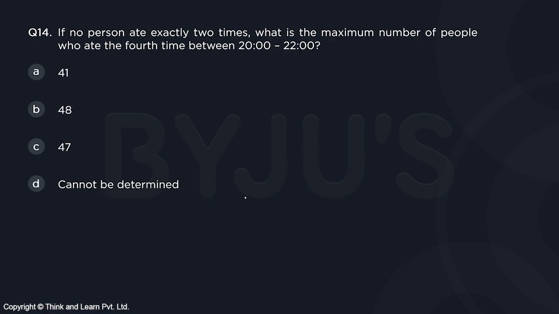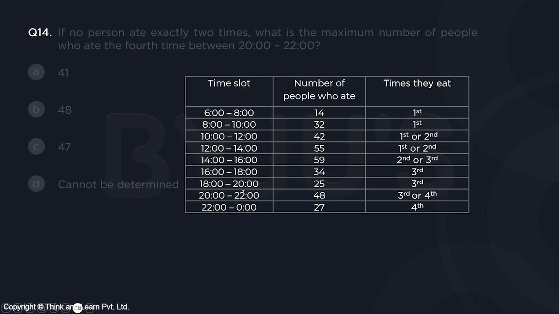Now question number 14 says, if no person ate exactly 2 times, what is the maximum number of people who ate the fourth time between 20 and 22? Okay. No person ate exactly 2 times. That means if a person ate for 1 time, either he did not eat for the second time, or he also ate for the third time. If anyone is eating for the second time, he must be eating for the third time as well. That's what the question is saying.